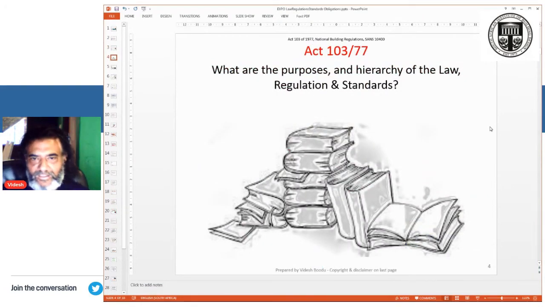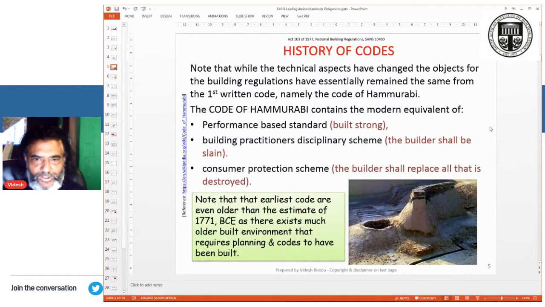We also need to understand what are the purposes. So we've discussed hierarchy. We need to understand the purposes. And for that, I want to go through the history. So the earliest written code in relation to the built environment is the Code of Hammurabi, written roughly 1770 before current era. And the point I want to make is that the objects of the code, that's just under 4,000 years old, has not essentially changed. So some of the things, or let's just say the equivalent that is contained in the modern codes, have been written down roughly 4,000 years ago, and that hasn't changed.